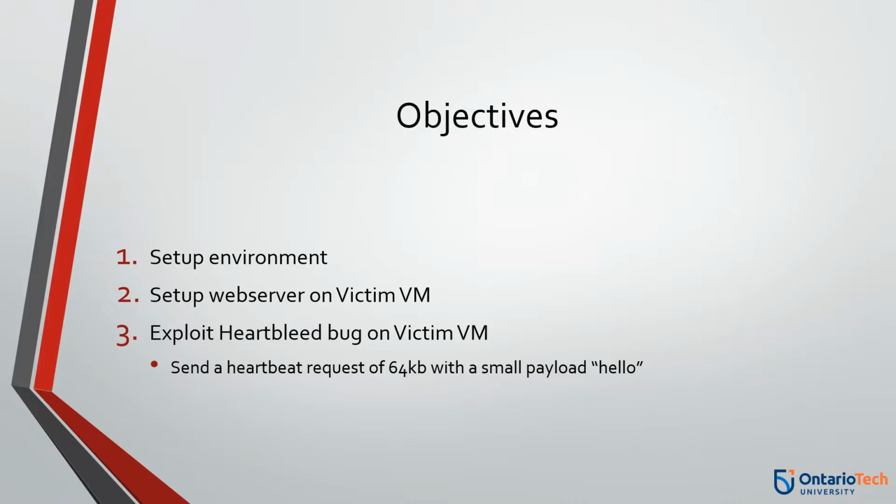We also have to make sure that our victim virtual machine is running the vulnerable version of OpenSSL, since it was obviously patched. Then we will set up our web server on our victim for us to attack, and once our web server is set up, we will attack the web server using a Python script that exploits the Heartbleed bug in OpenSSL. And basically what that Python script does is it sends a heartbeat request of 64 kilobytes with a small payload of hello. And that'll cause the memory to bleed out.